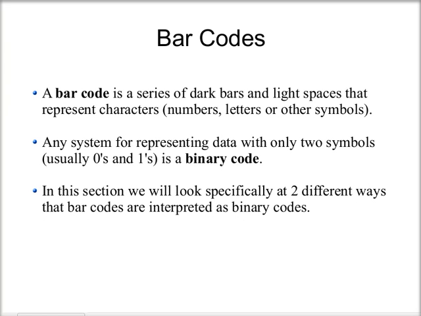So as I said, a barcode is a series of dark bars and light spaces that represent characters. These characters can be numbers, letters, or other symbols. We're just going to be looking at numbers. Any system that represents data with only two symbols is called a binary code, and usually when you think of binary code, you think of a code that uses just zeros and ones.